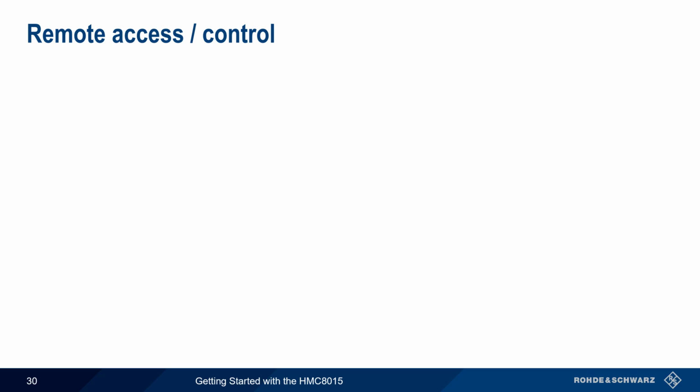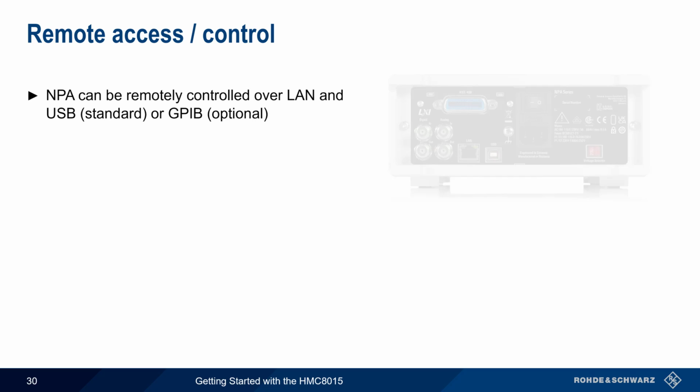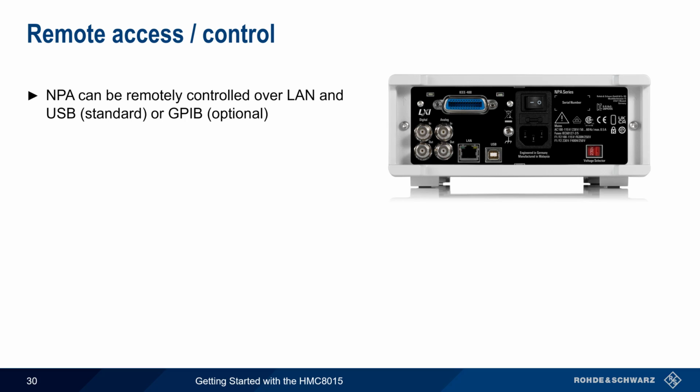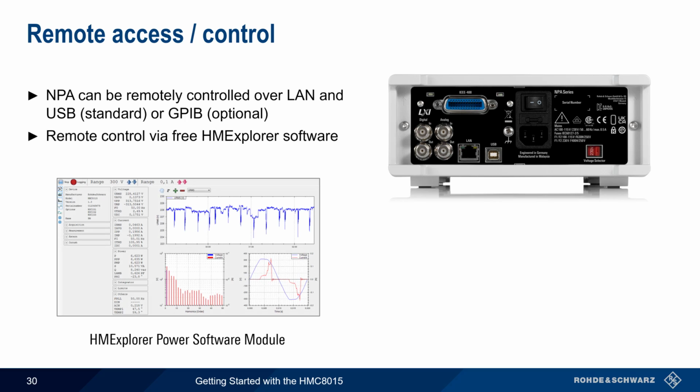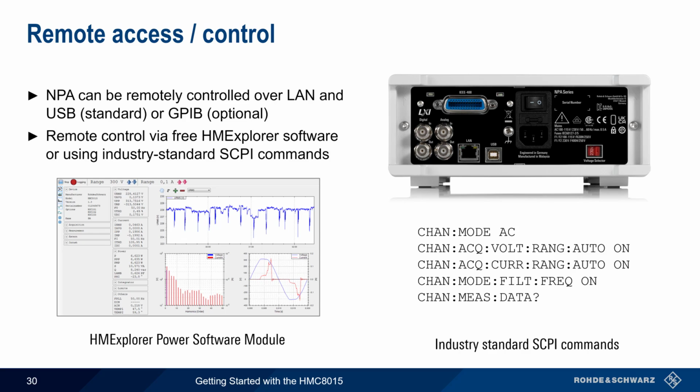It's also possible to remotely access or remotely control the NPA via its external interfaces located on the rear panel. LAN and USB interfaces are standard, and there's an optional GPIB interface. One method of remote control is using the free HME Explorer Power Software module, which provides both graphic and numerical views. Another method is using industry-standard SCPI commands to configure the instrument, start measurements, and retrieve measurement results. Please see the documentation on these tools to learn more about their capabilities and how to use them.